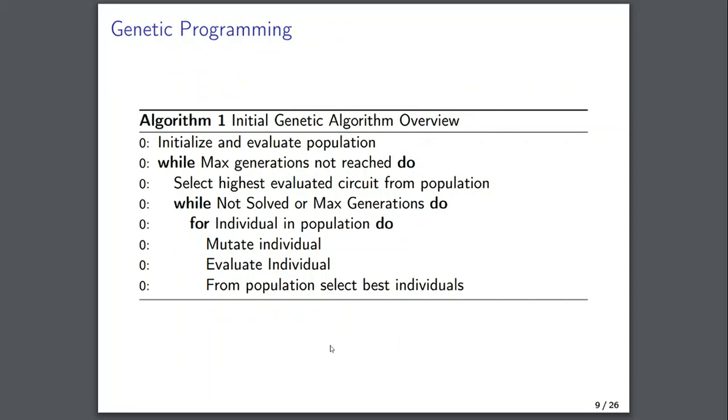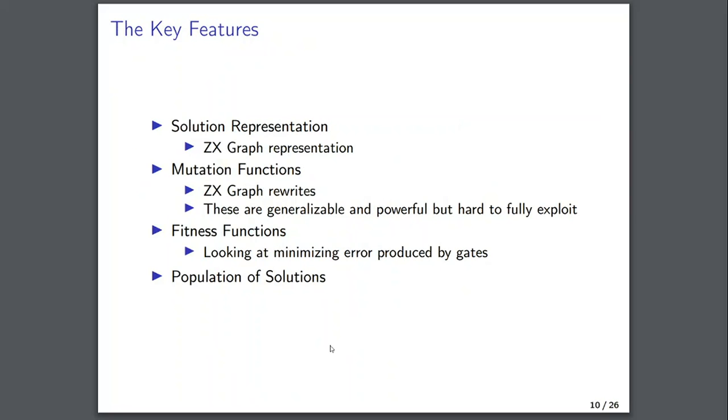So genetic programming obviously involves quite a large range of areas that genetic algorithms can encompass, but we want to focus on the solution, the mutation, and the fitness function, and why we made the choices that we made when doing this.